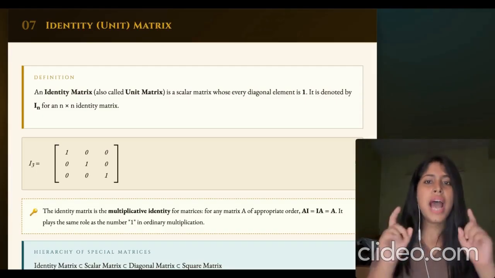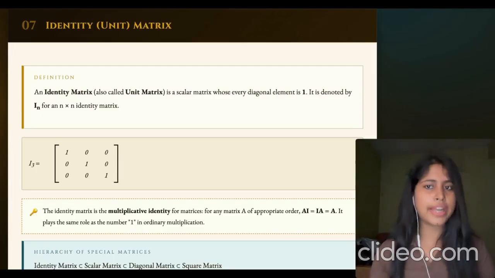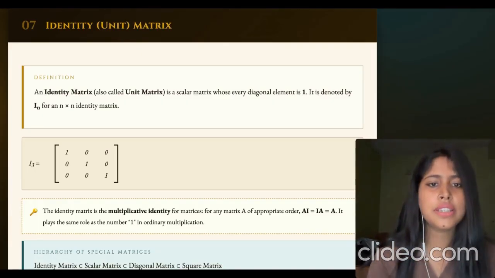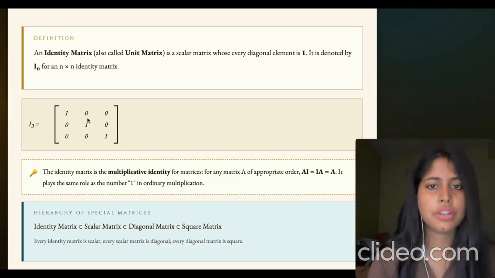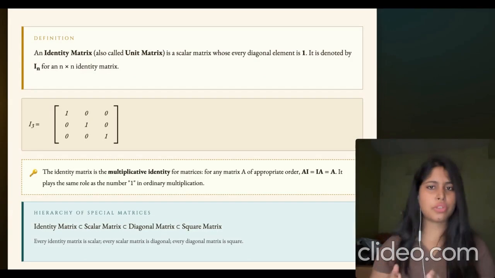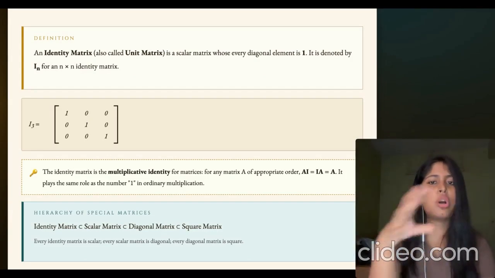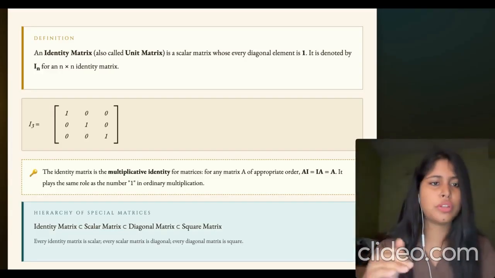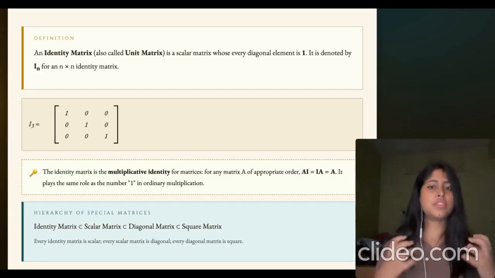This is written as I subscript n for an n cross n identity matrix. Now here you can see in this identity matrix, the 3 cross 3 identity matrix looks like what? 1, 0, 0, or 0, 1, 0, and 0, 0, 1. This is the row 1, 2, and 3, right? Now here is why this is so important.